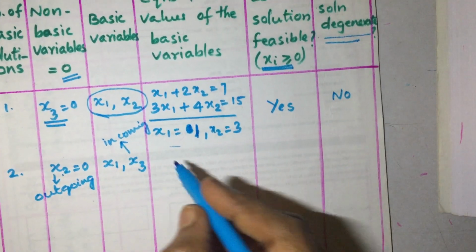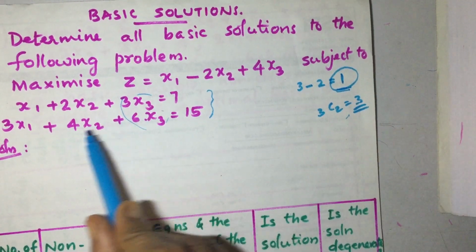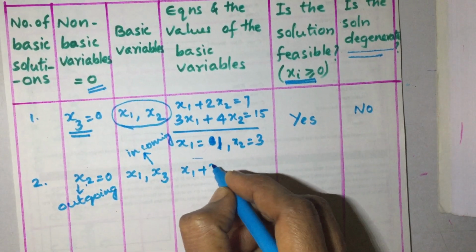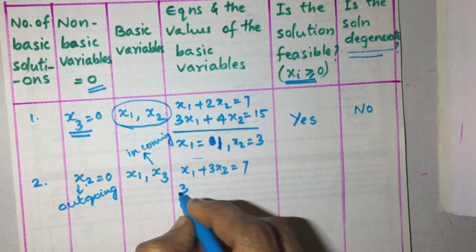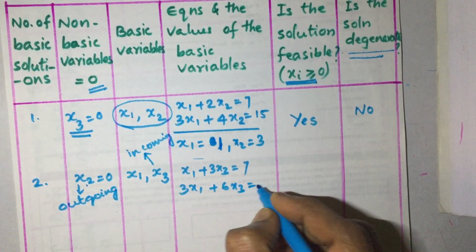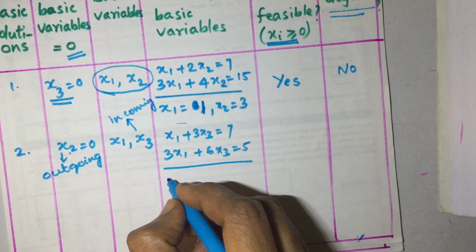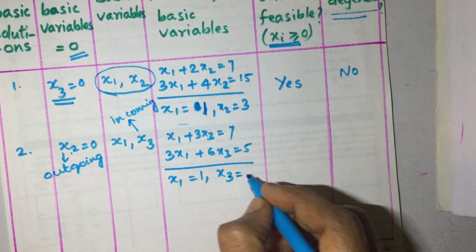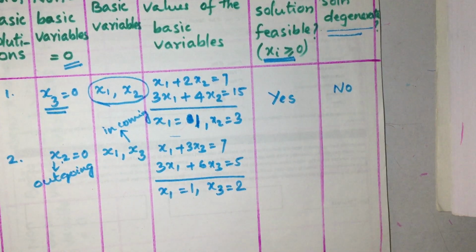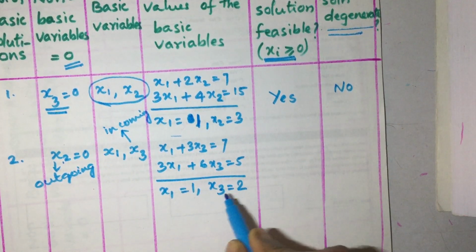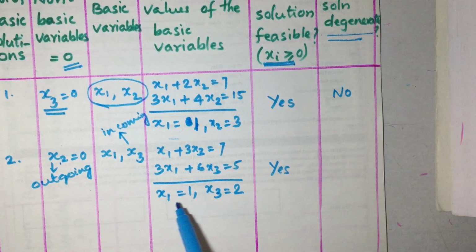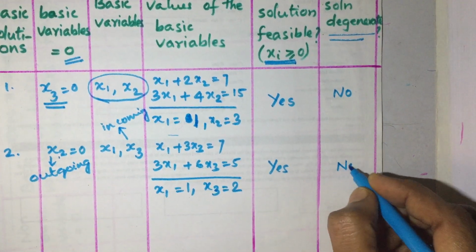Now in the given equations, we put x2 equal to 0. You will get x1 plus 3x3 equal to 7 and 3x1 plus 6x3 equal to 5. Solving these two equations, you will get x1 equal to 1 and x3 equal to 2. Again, is the solution feasible? Both are greater than 0, therefore it is feasible. Is the solution degenerate? Only if at least one of the values is 0, but it is not so here, so no.